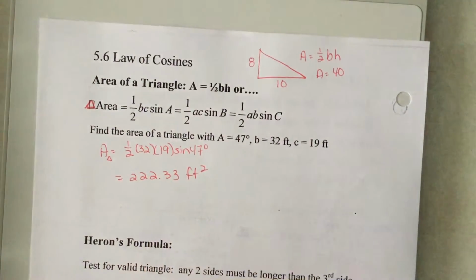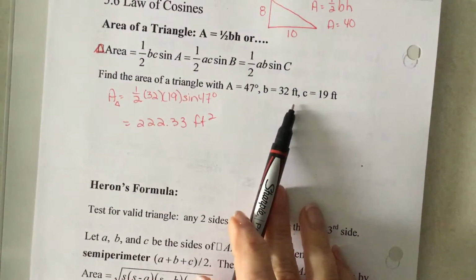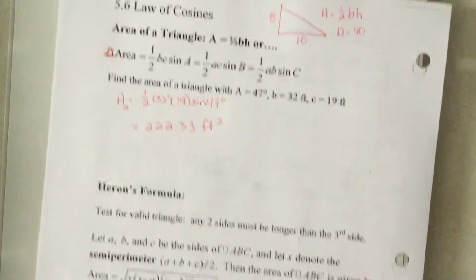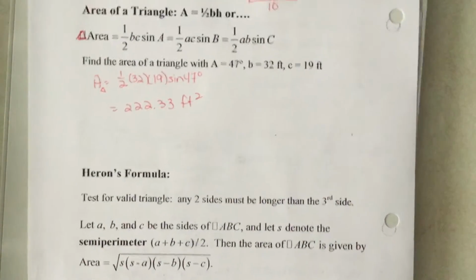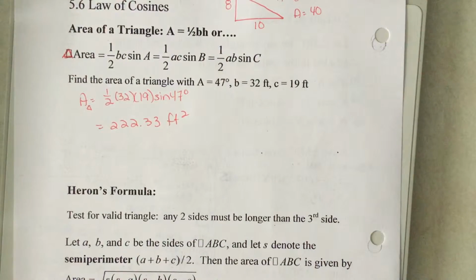And since it's area, we are finding the square unit. The unit happens to be feet, so we say square feet. Okay. Mrs. Meyer, any more than that? Yes. That's it, okay, when you're finding the area.